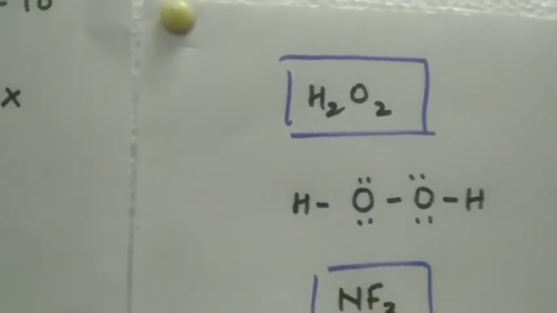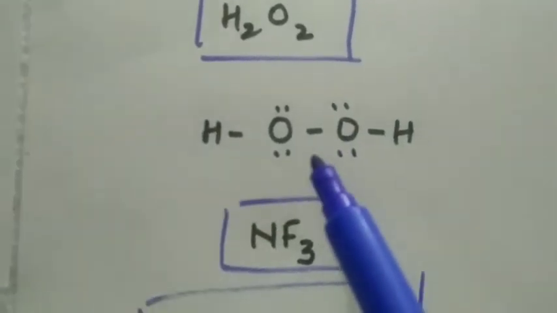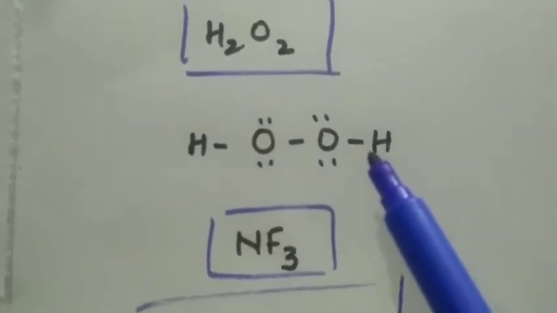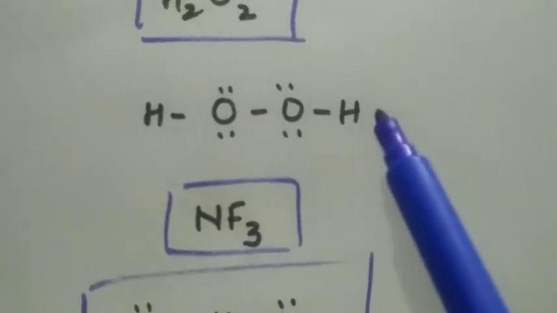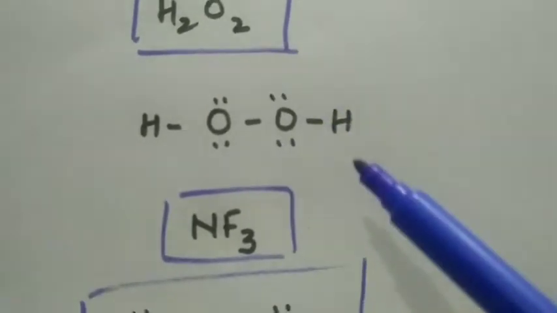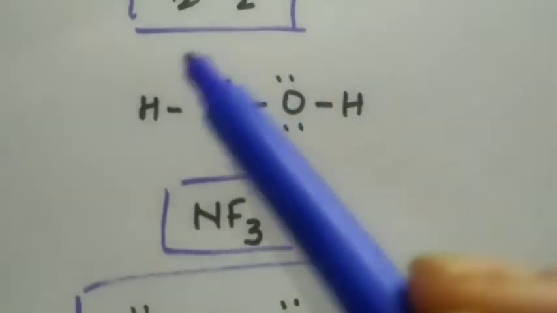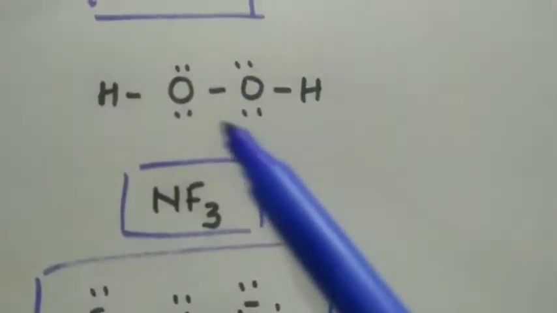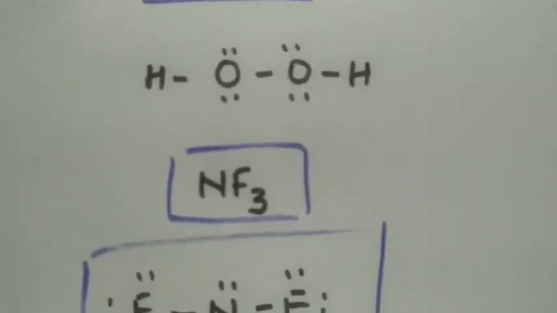Next is hydrogen peroxide, H2O2. The total valence electrons you can now calculate: 2 plus 12, 14. So oxygen is placed in the center, hydrogen on the terminal position, putting 2 electrons between the atoms and completing the octet. You get HOOH. So oxygen 2, 4, 6, 8. Similarly, the other oxygen also has its 8 electrons, and hydrogens have their duplet complete.